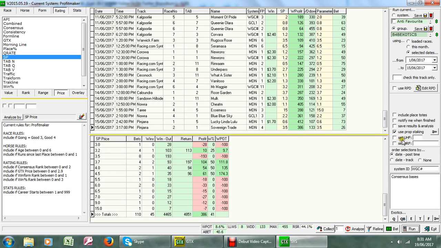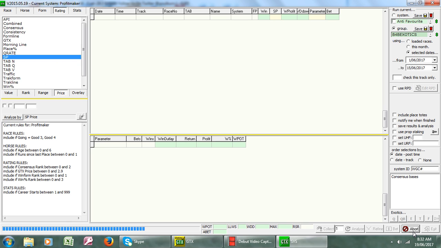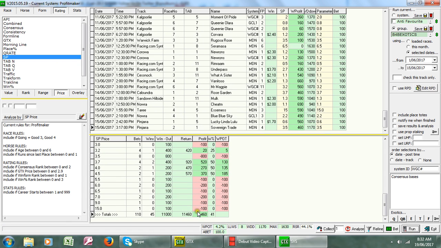If we instead don't use proportional staking and rather just level stakes of $100 each, when we run the plan, we're making $460, so we made a bit more money.